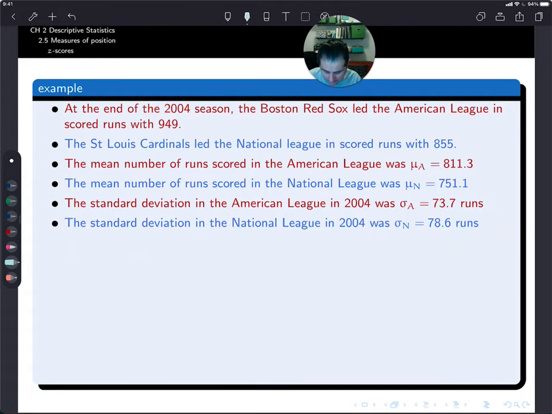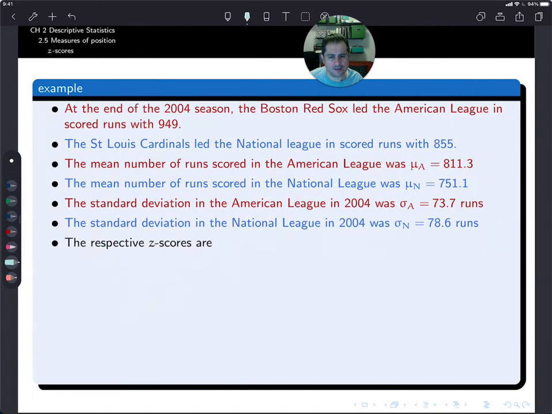So in the American League, for example, they scored 949 runs, and the mean for their league was 811 with this standard deviation. While the National League team scored 855, with this mean and that standard deviation. So now that we know the means and standard deviations, we can capture how far they are from their own league in terms of z-scores.